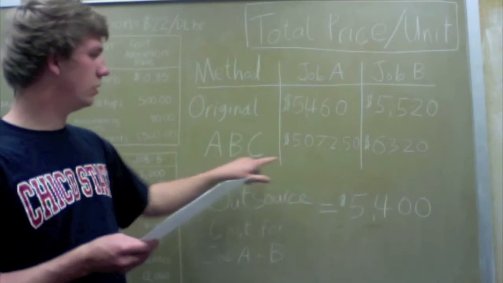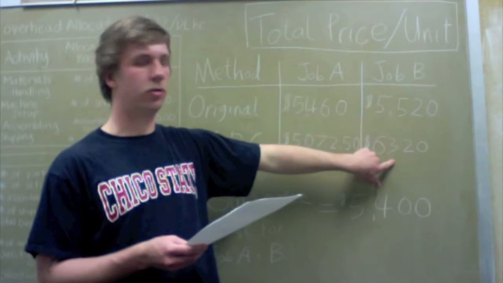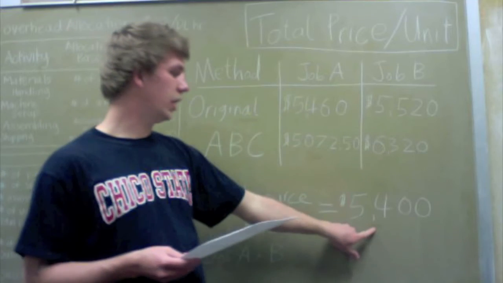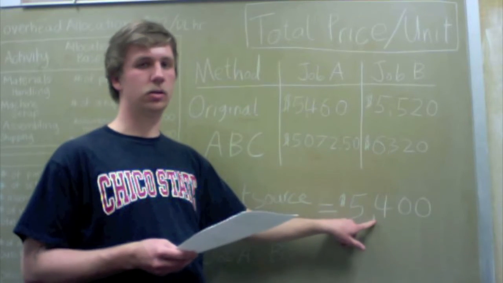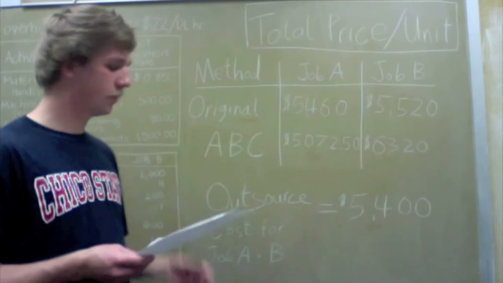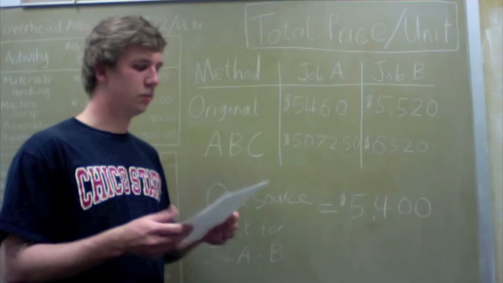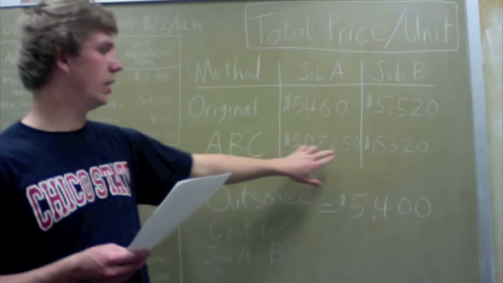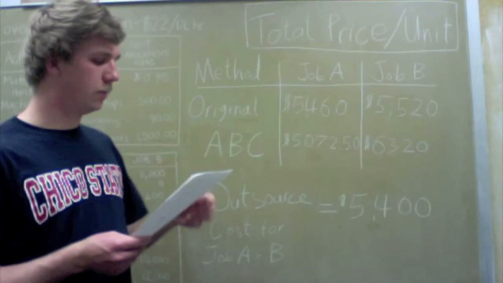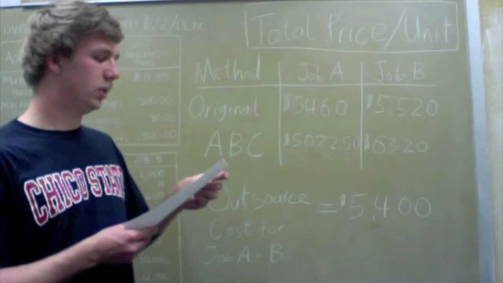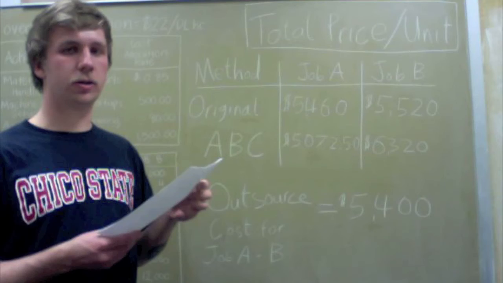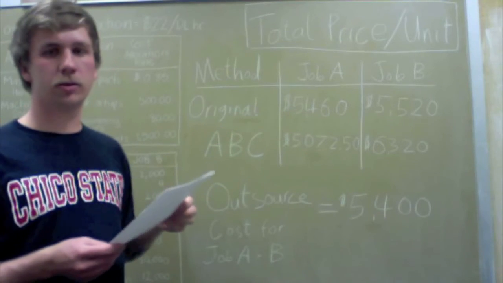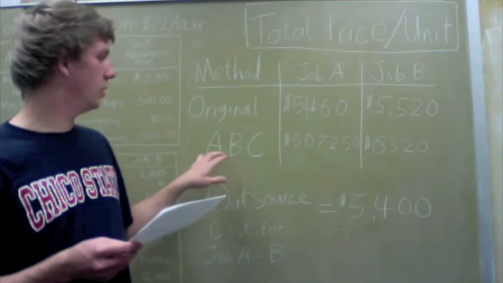If they go with the ABC method, they should outsource job B only, and not job A, because for job A, their cost is cheaper than the outsource cost. But for job B, the outsource cost is less. So the course of action they should take is using the ABC method of costing and outsourcing job B only, and not A. If they do this, they will yield $32,450 more income than they would if they went with the original costing method and outsourcing both jobs. So, yeah, they should go with the ABC method.